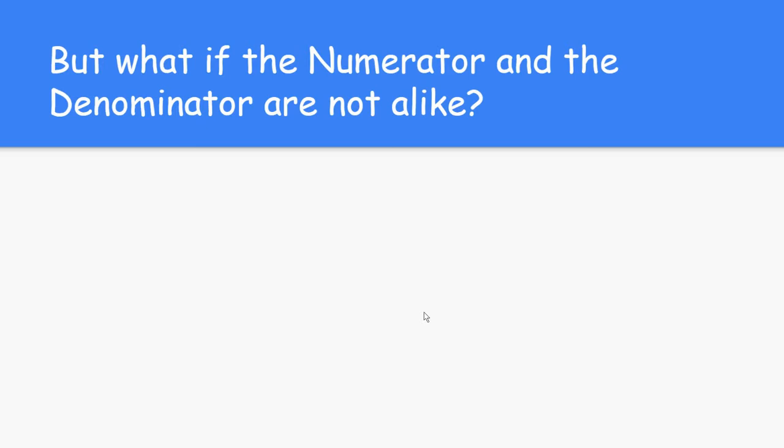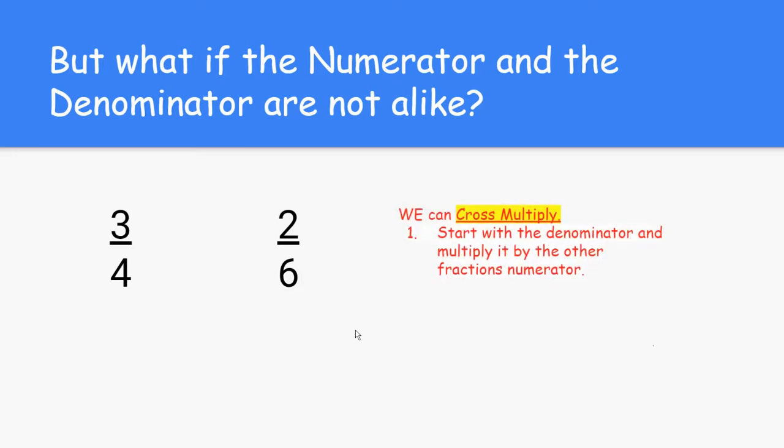But now, what do you think we can do if the numerator and the denominator are not alike? Uh-oh, that means those strategies that we had used before aren't really going to apply. So let's take these two fractions, 3/4 and 2/6. And we are going to do something called cross multiply. And this is our newest strategy that we're going to be using.